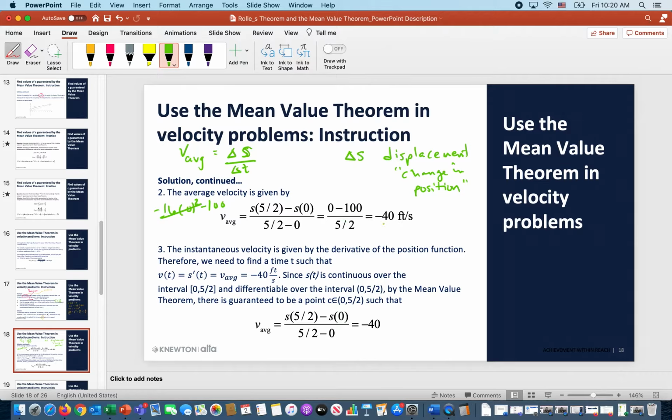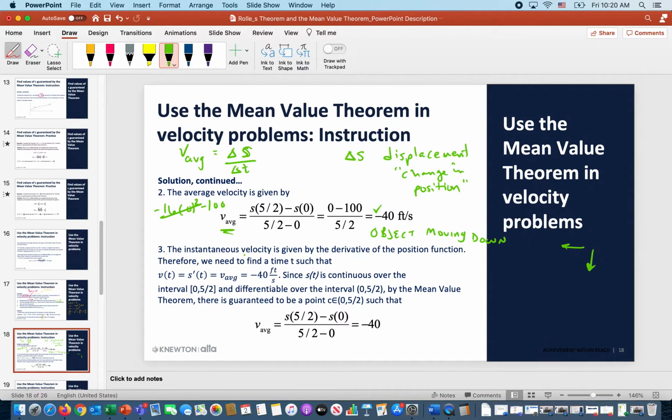Now, here's the thing I want to point out to you. You notice that the average velocity is negative. That negative indicates that the object is moving down. It could also indicate that the object is moving to the left, right? Because left and down are negative directions. So our average velocity is negative 40.